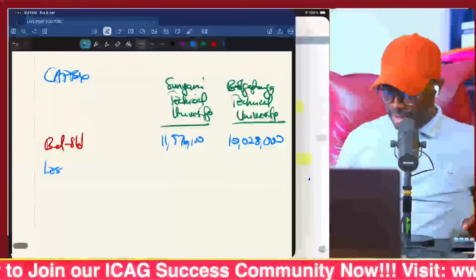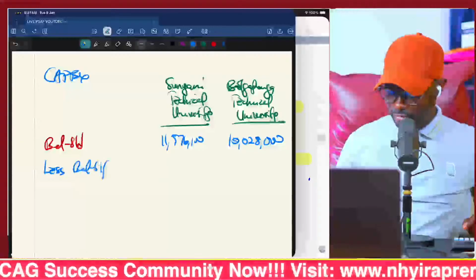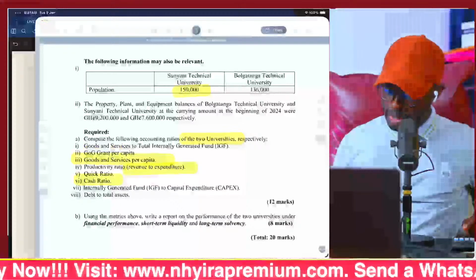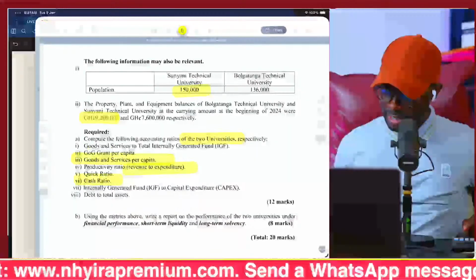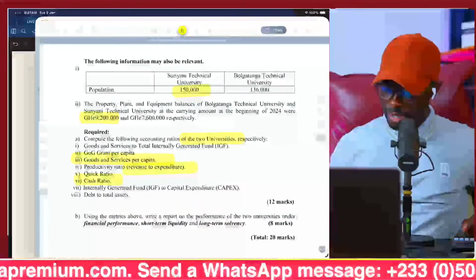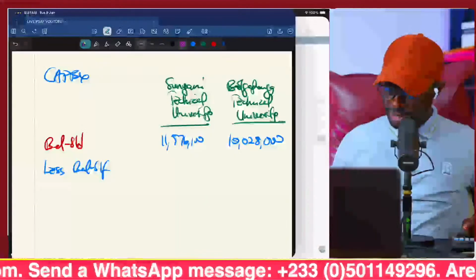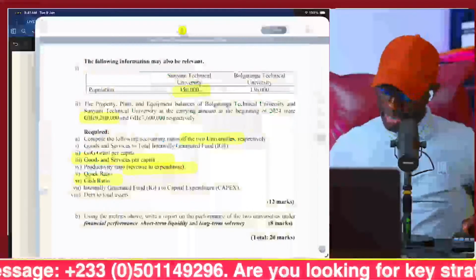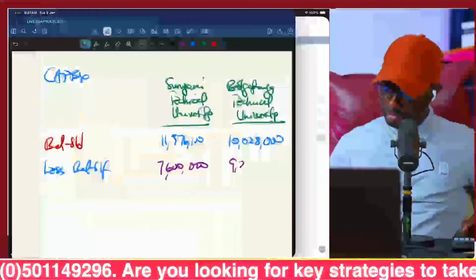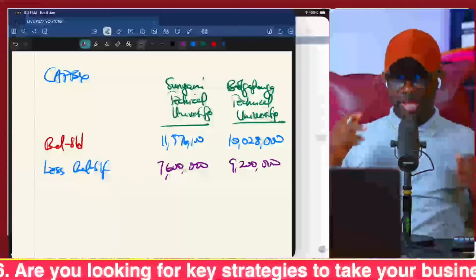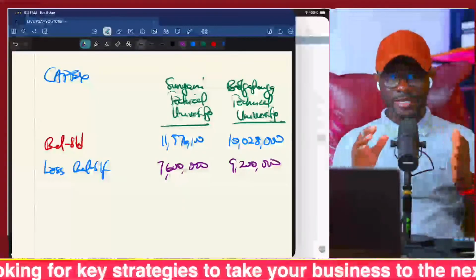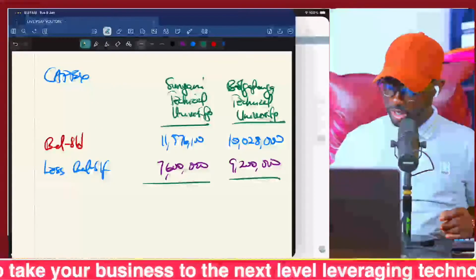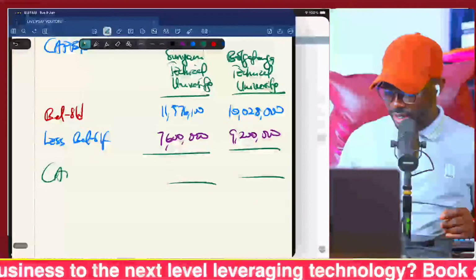Then you less the opening figure, which was given in the notes. Bolgatanga is the first figure. Sunyani is the second figure, so you got to be careful. 7,600,000. And then Bolgatanga will be 9,200,000. Again, in the context of this question, we are not going to be canceling any zeros because we're just working and working. So we do it, and there is going to be capex.